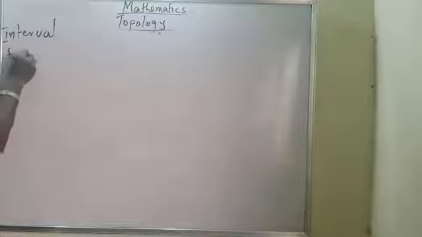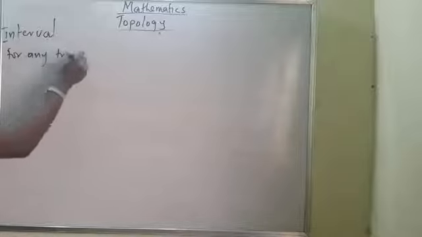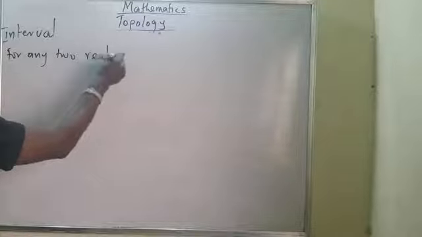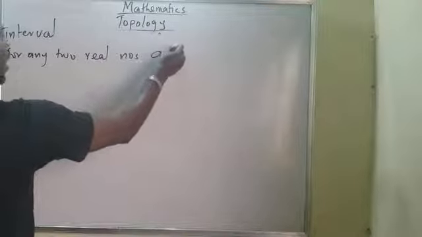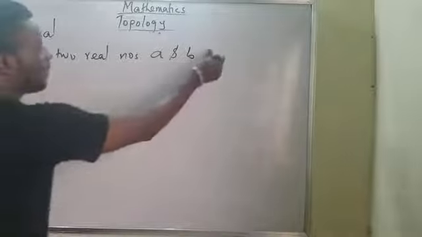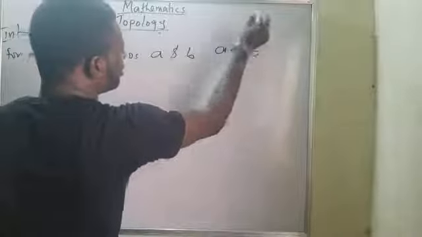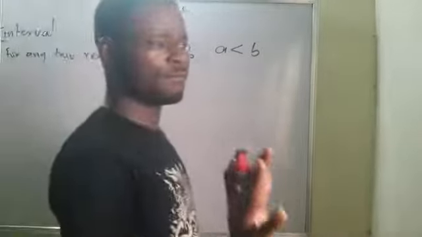for any two real numbers A and B, it means A less than B. That is very, very important. A less than B. This one I will explain four things here.